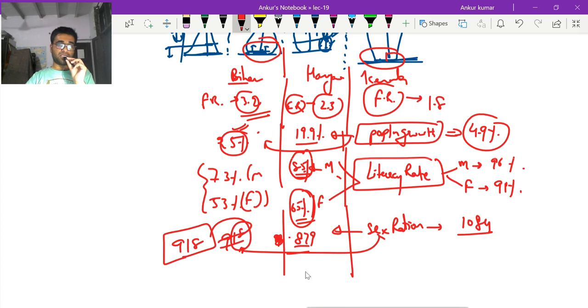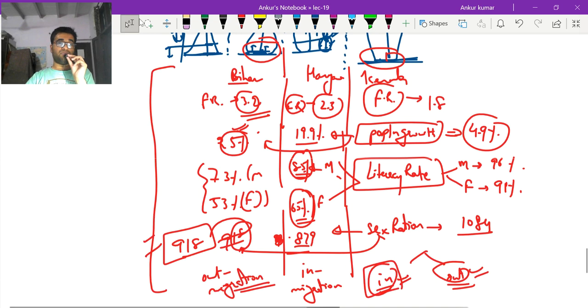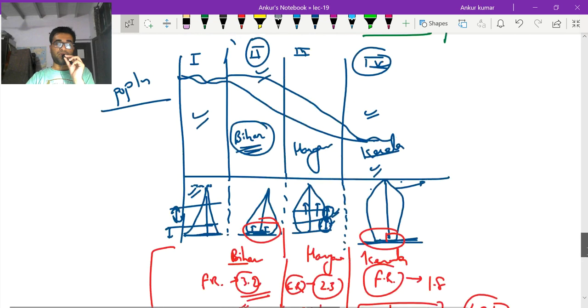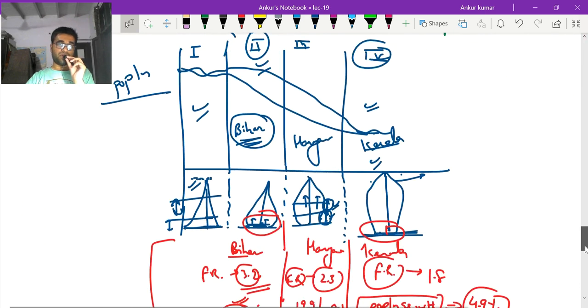Similarly, migration can be analyzed. Haryana basically witnesses in-migration. Bihar basically witnesses out-migration, and Kerala witnesses both in-migration as well as out-migration. Out-migration is towards the Gulf states, and in-migration is from the northern states. So these are the different demographic parameters which can be analyzed when we see the variability in the population age structure of the different states.